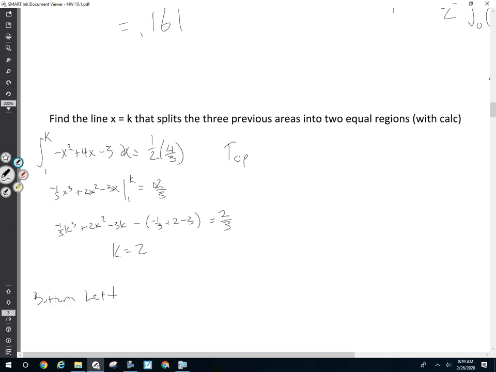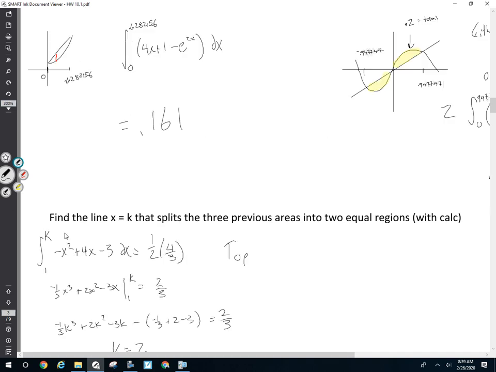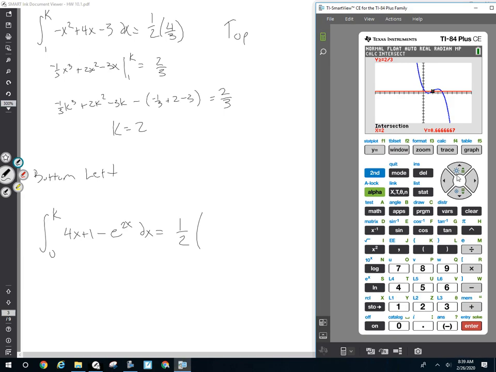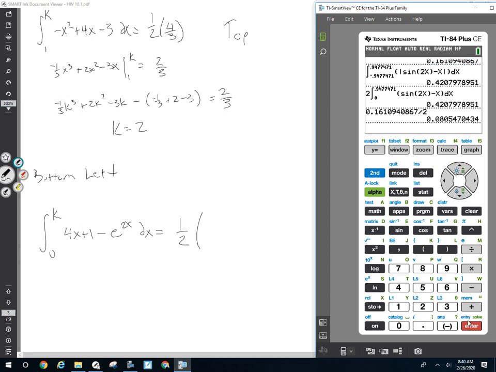The line is going to go from 0 to k of 4x plus 1 minus e to the 2x. And that has to equal 1/2 my area. I'm going to go back and in my calculator have that entire area listed. So 1/2 of it is 0.16109400867. And that's the number.